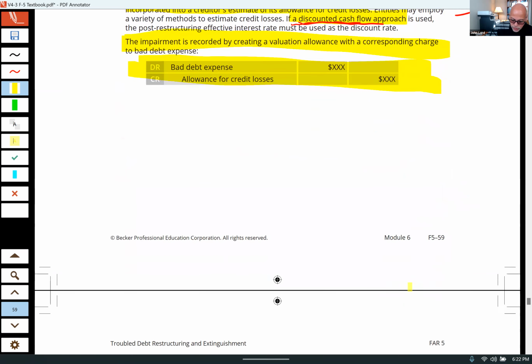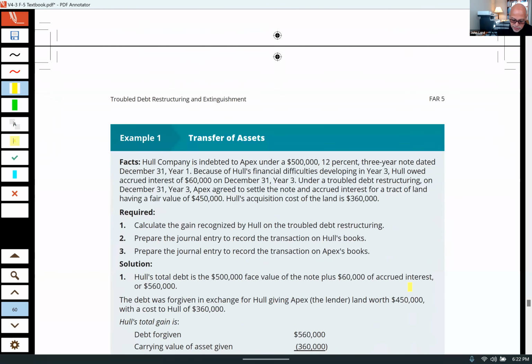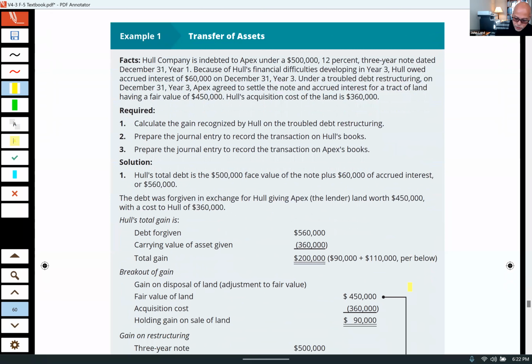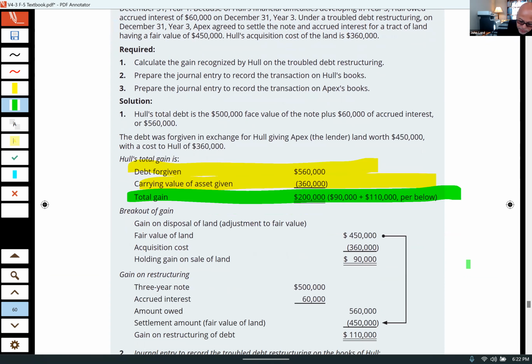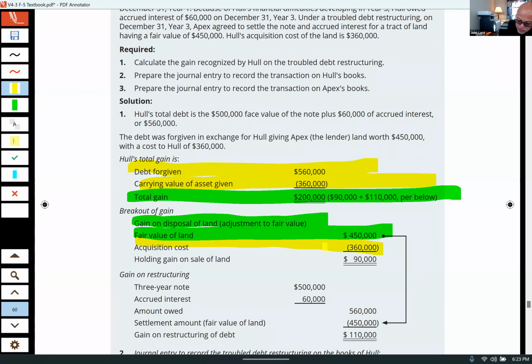So let's go ahead and take a look at a couple of examples now. First, the transfer of the asset. The debt forgiven is $560,000. The carrying value of the asset is $360,000. And so we have a total gain of $200,000. Now, what they did here is they said, well, for the gain on the disposal, what is the fair value of the land? What was the book value, the acquisition cost of the land? So you have a $90,000 gain there.